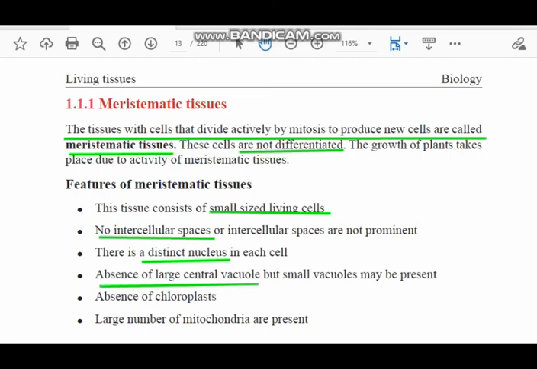Plant cells, if you take, they have a vacuole in each cell. But this tissue is not having a vacuole. Absence of chloroplast, so no photosynthesis occurring. Next one is very important, large number of mitochondria present.